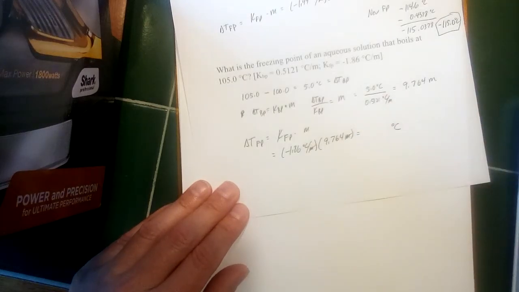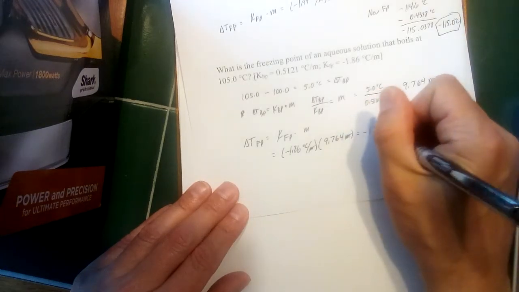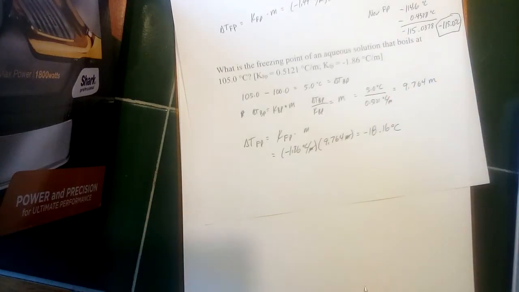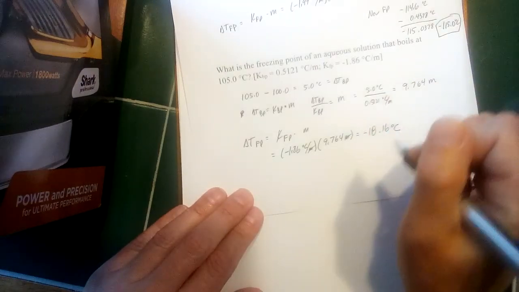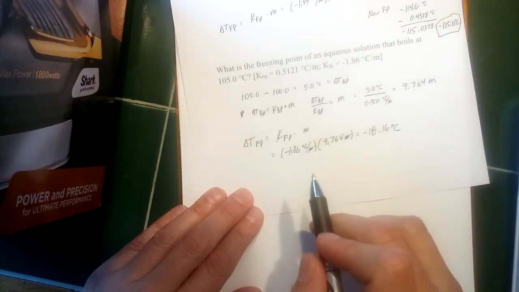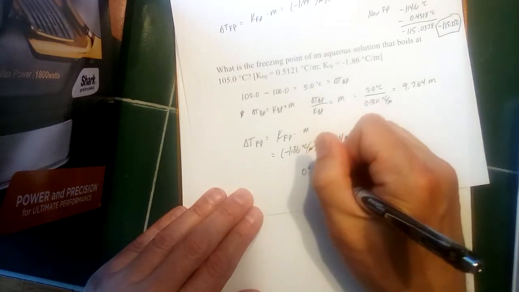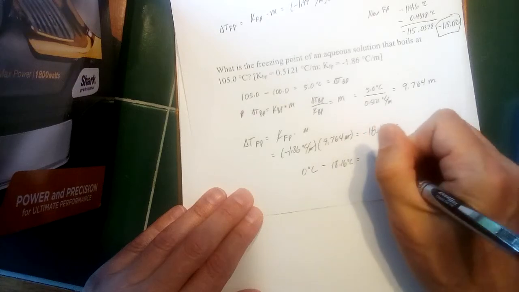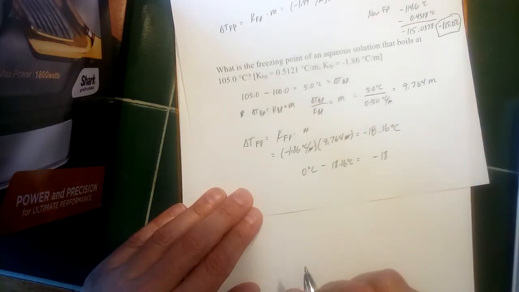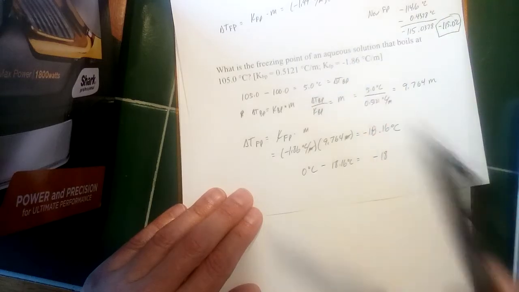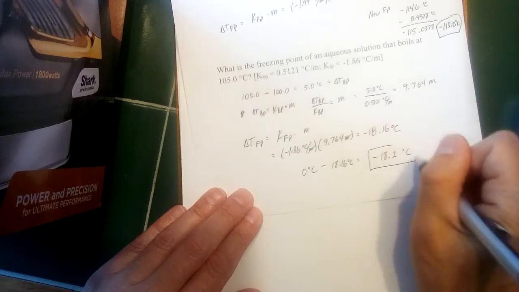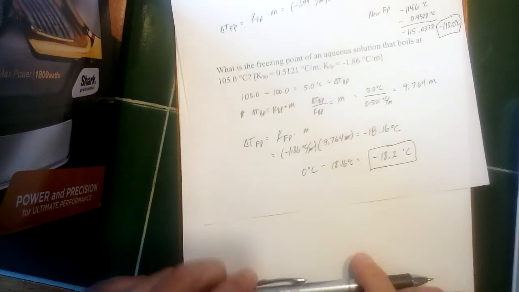So negative 1.86 times 9.764 gives us a value of negative 18.16 degrees Celsius. Now, that's the change in temperature, but in this case, since it's an aqueous solution, the initial freezing point was 0. And so if we take 0 degrees C and we subtract 18.16 degrees C, we get negative 18.16 degrees C. Although if we look back, that constant is only 3 sig figs. So our answer should also be limited to 3 sig figs. So let's round our final answer to minus 18.2 degrees Celsius.